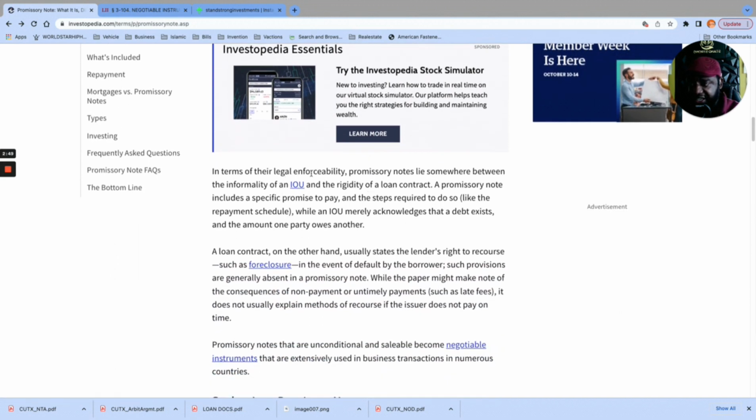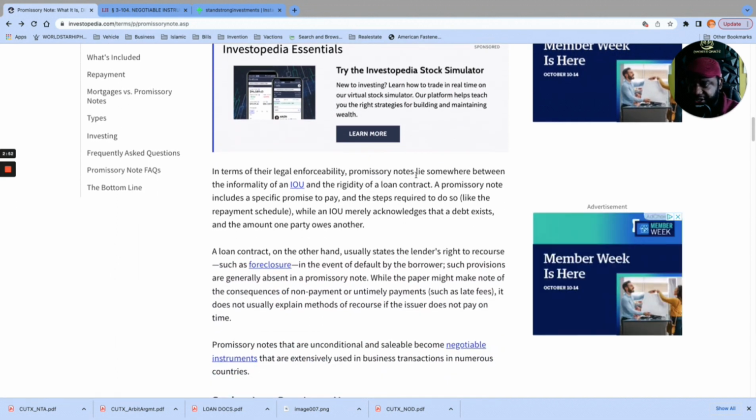In terms of their legal enforceability, promissory notes lie somewhere between the informality of an IOU and the rigidity of a loan contract. A promissory note includes a specific promise to pay and the steps required to do so, like the repayment schedule, while an IOU merely acknowledges that a debt exists and the amount one party owes another.